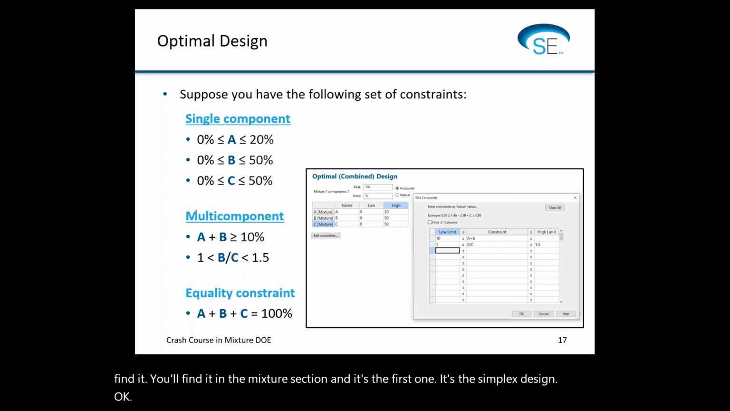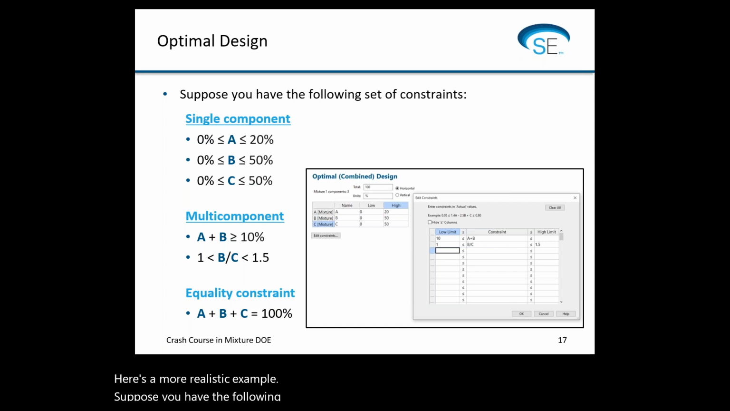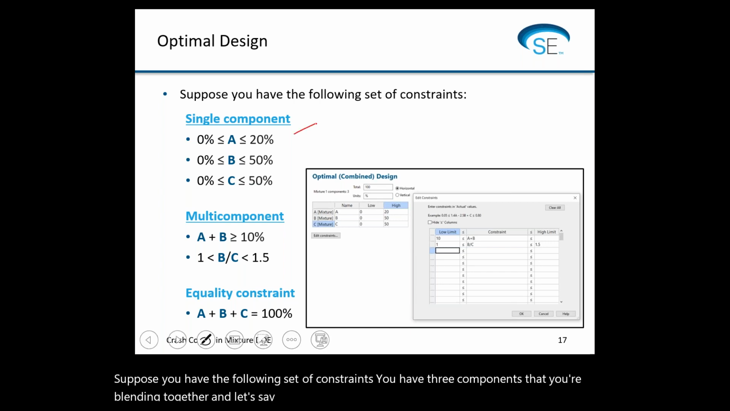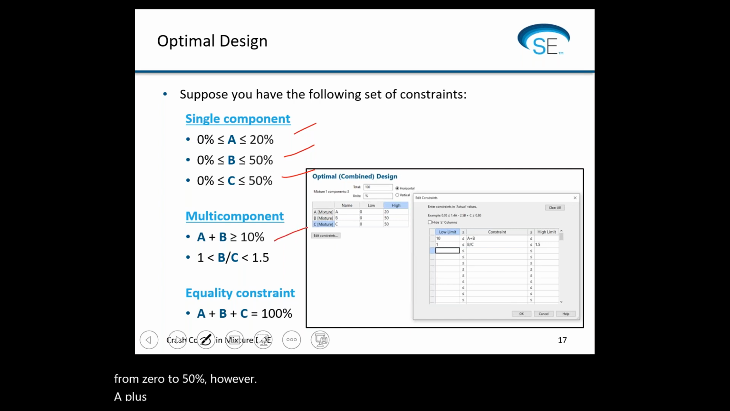Now, here's a more realistic example. Suppose you have the following set of constraints. You have 3 components that you're blending together, and let's say that A goes from 0 to 20%, B goes from 0 to 50%, C goes from 0 to 50%. However, A plus B also needs to be at least 10%.